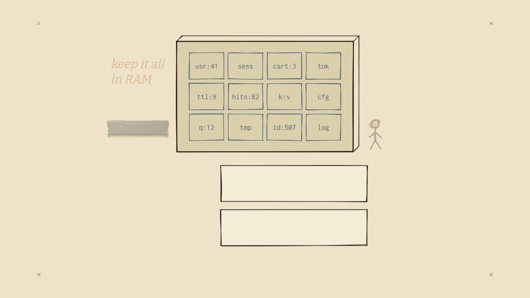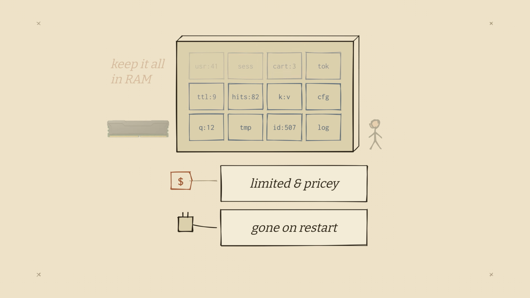But it also creates two problems Redis has to deal with later. Memory is limited and more expensive than disk, so it can't store endless data. And memory is volatile. Pull the plug and it's gone. Keep both of those in the back of your mind. Redis solves them later. For now, it's fast.